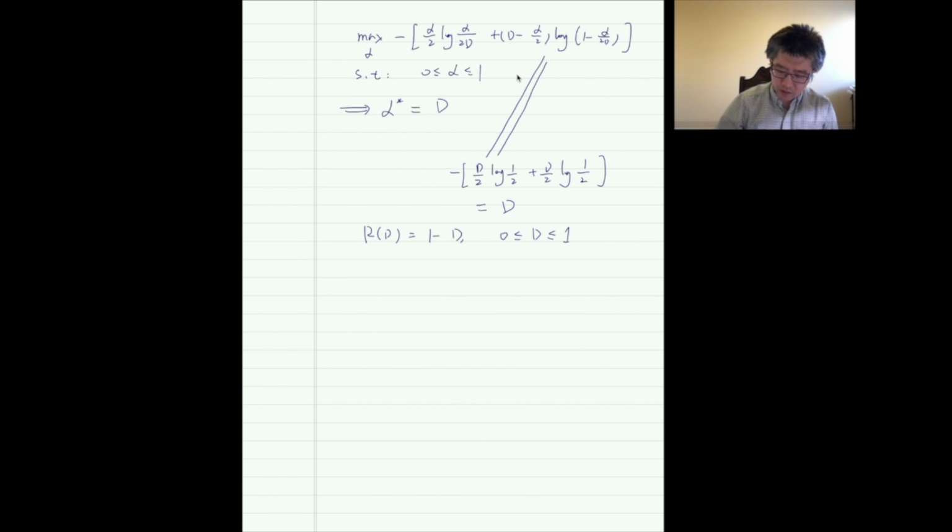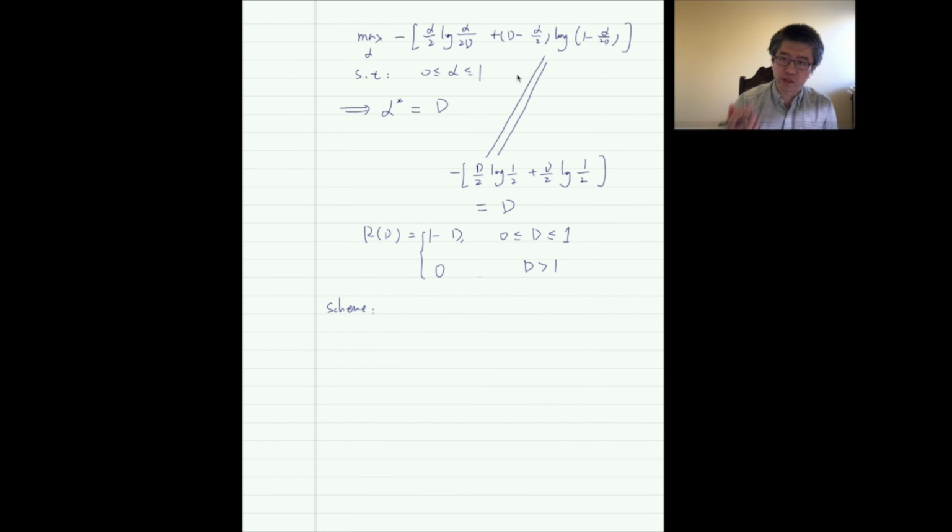Okay, and clearly if d is 1, then we have r is 0, right? Therefore, for d bigger than 1, R(D) is basically 0. Okay, so this is R(D). So the next question is, can we design a scheme such that we could achieve this rate, 1 minus d? Okay, so this is actually very straightforward.